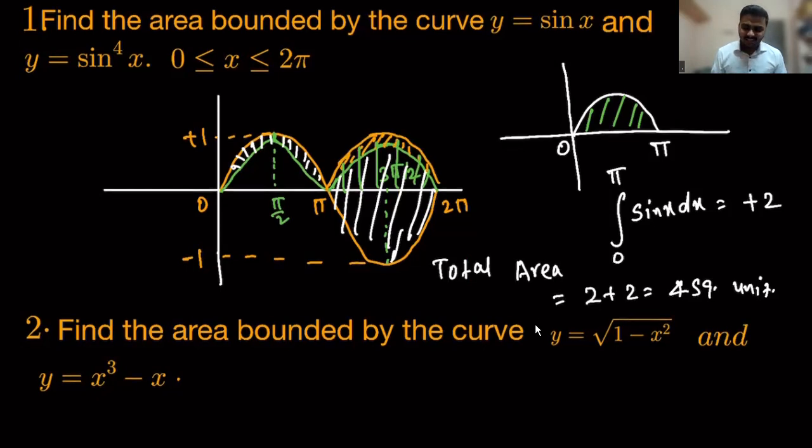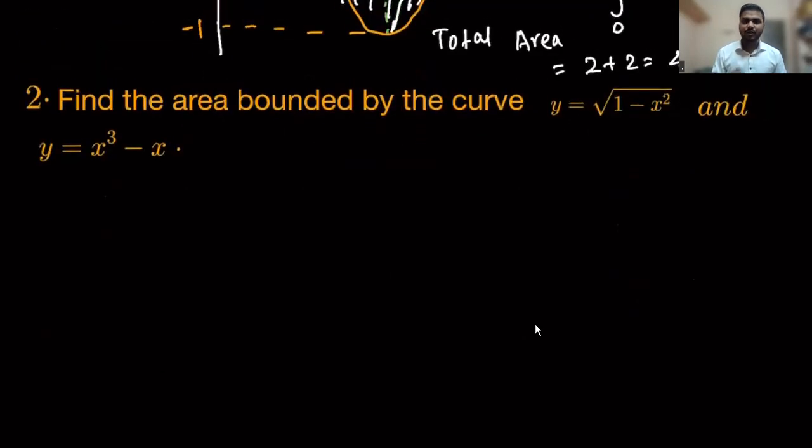Okay, let's try to solve the next question, question number 2. Question number 2 is also a very nice question. My question is: find the area bounded by the curve y is equal to square root of 1 minus x square and y is equal to x cube minus x. First of all, let's draw the graph of y is equal to square root of 1 minus x square.